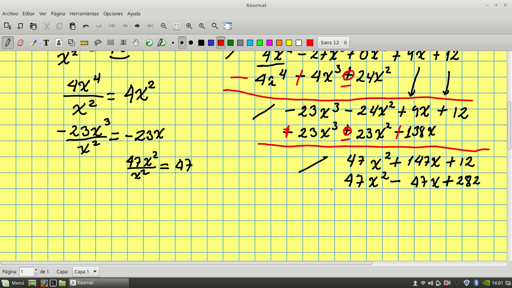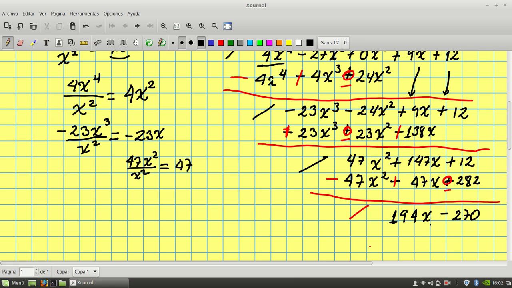And now subtract. Okay, I'm sorry for this. Let me do it better. Okay, at least it's not going to cross out numbers. So subtract: 47 with 47, goodbye. 147 and 147 give 194x, and here minus 270.